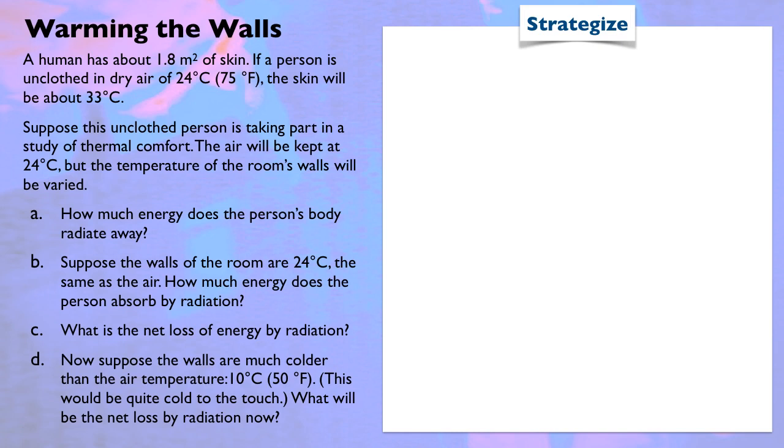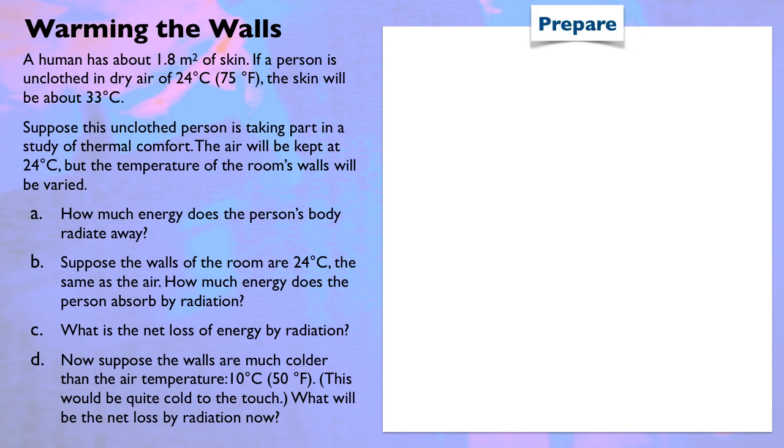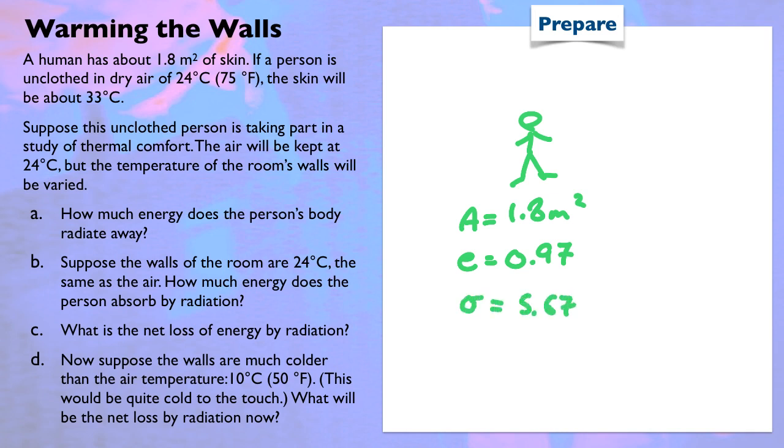First off, we strategize, and our strategy is to say this is a problem of thermal radiation, and so we're going to treat this using our basic relationship of Q over delta T is equal to E times sigma times A times T to the fourth. That is how we're going to complete the calculation. In our preparation step, we're going to say here's a person which has a surface area of 1.8 square meters. That's my surface area. The person's emissivity is 0.97, and that is true for skin of any color. And then my constant sigma, just to remember, is 5.67 times 10 to the negative 8.